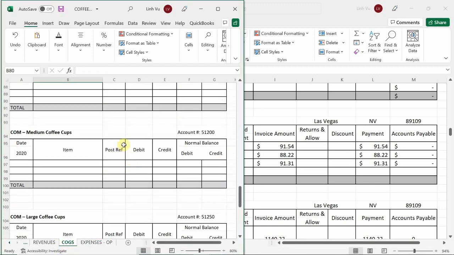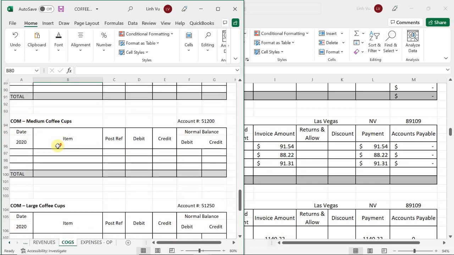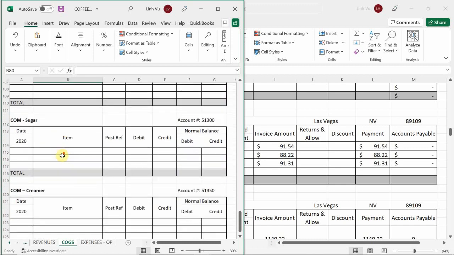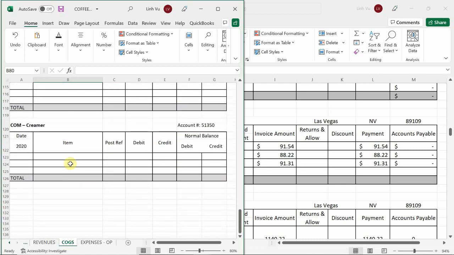So that means we're going to be calculating the cost of materials for the medium cups, the cost of materials for the large cups, cost of materials for sugar, and cost of the materials for the creamer. And where do we take these amounts out directly from? Straightforward, right? To the respective accounts under the business supply.